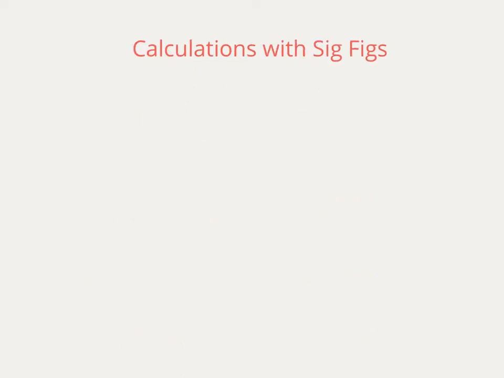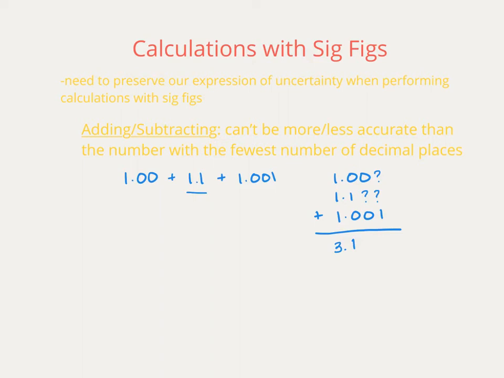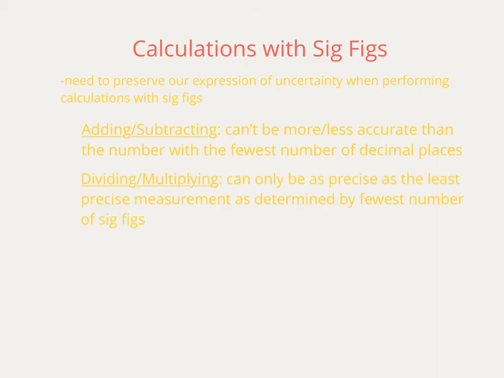The next thing to understand about sig figs is that when we're doing calculations with them, we have to make sure that we preserve our measure of uncertainty and that we're preserving our sig figs throughout our calculations. When we're adding or subtracting with sig figs, we can't be any more or less accurate than the number with the fewest number of decimal places. So our answer will have the same number of decimal places as the number in the calculation with the fewest number of decimal places.